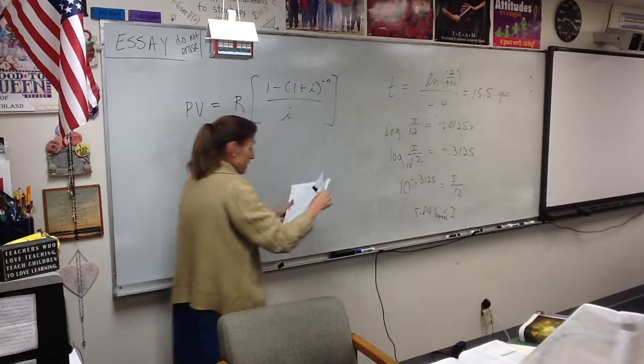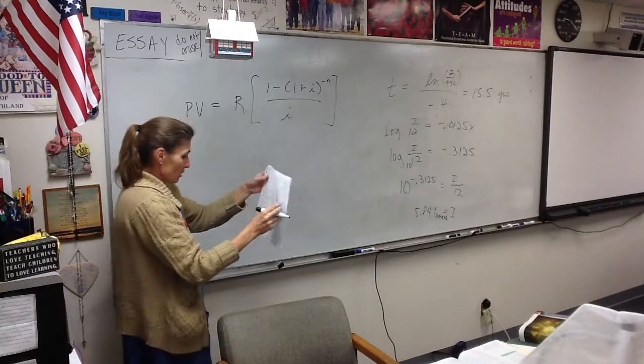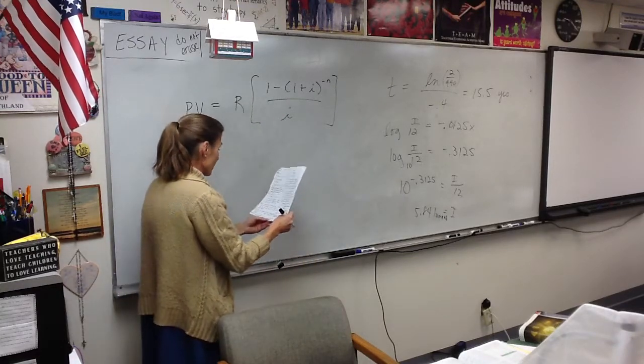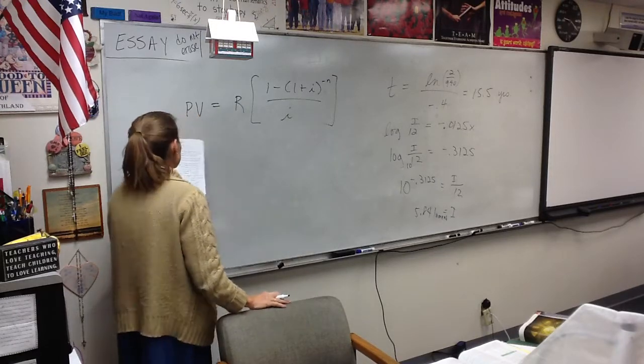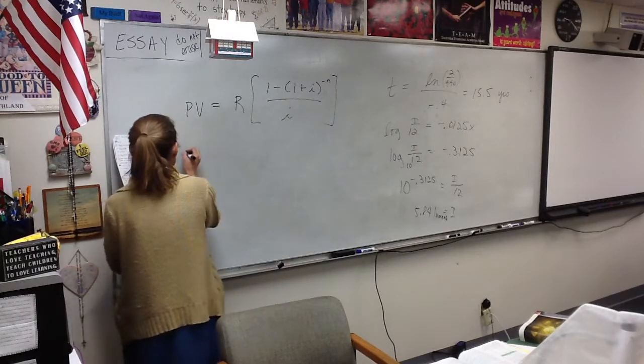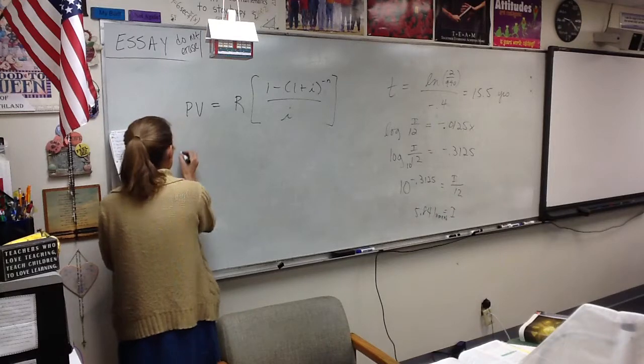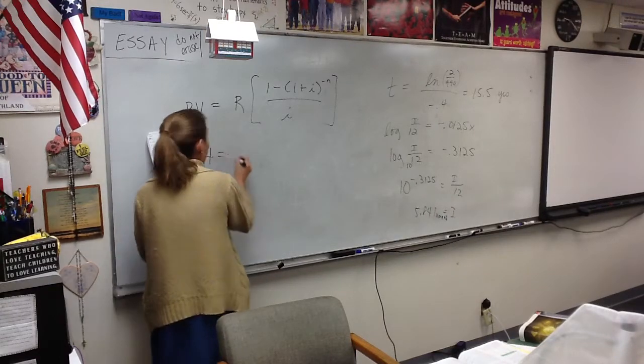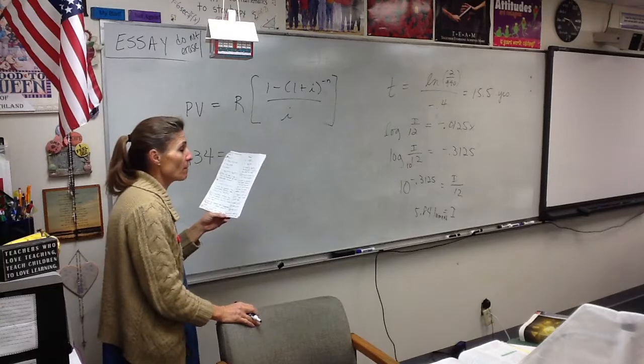Which I just copied down right off the page. Now I'll look back at my problem and start putting this in. Where do I put the 1, 2, 3, 4? PV? That's the value of the loan right now. That's how much I borrowed.